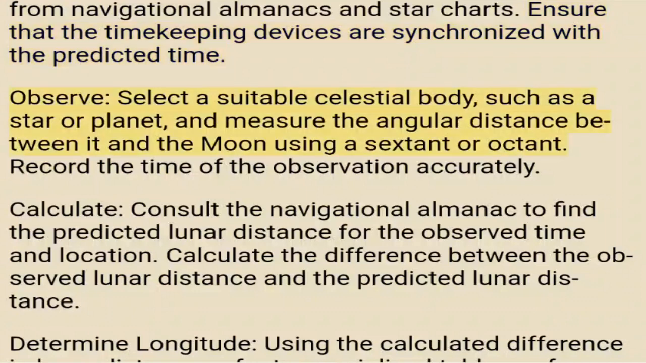Observe. Select a suitable celestial body, such as a star or planet, and measure the angular distance between it and the moon using a sextant or octant. Record the time of the observation accurately. Calculate. Consult the navigational almanac to find the predicted lunar distance for the observed time and location. Calculate the difference between the observed lunar distance and the predicted lunar distance.